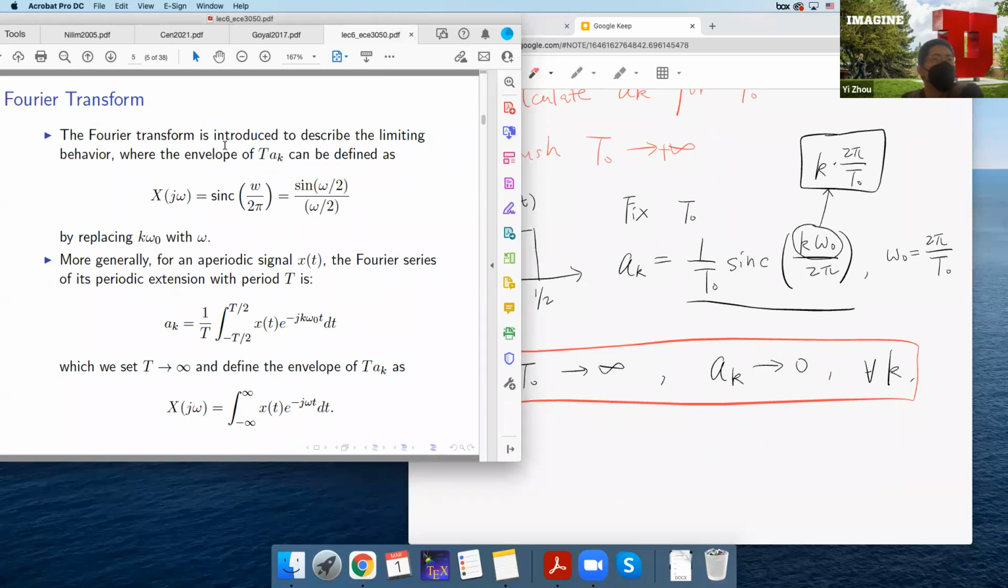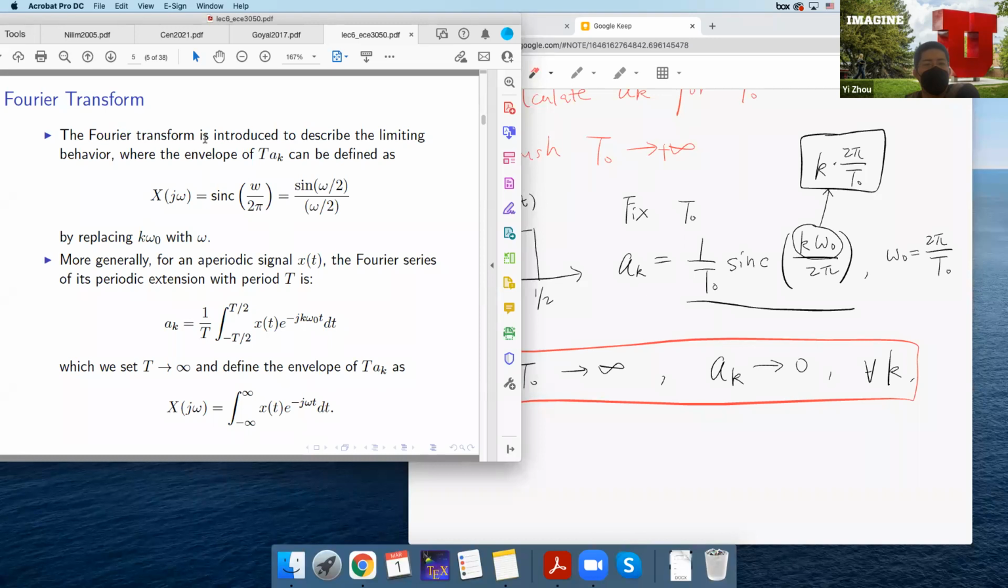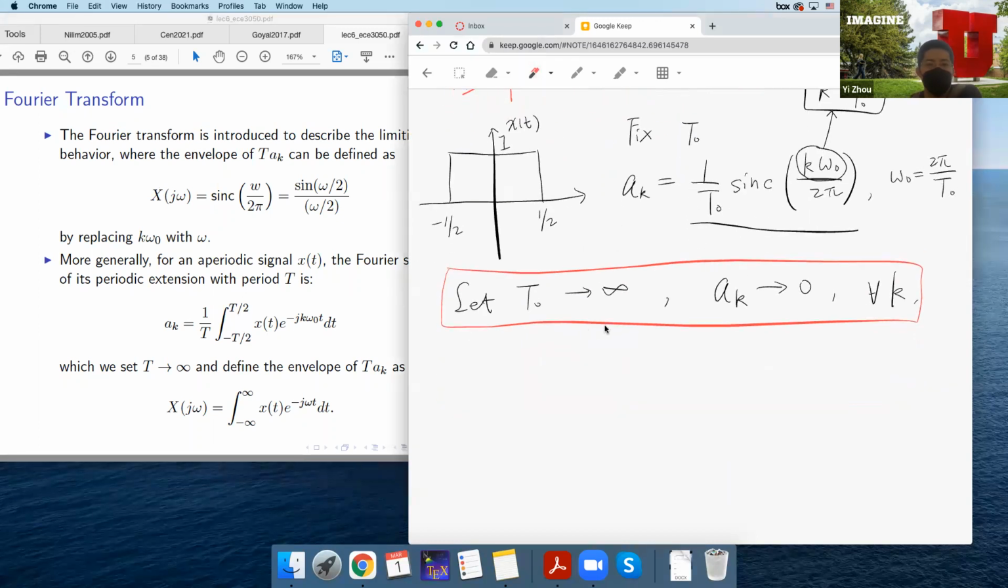So the Fourier transform is introduced to describe the limiting behavior of the picture that we just discussed. And instead of looking at AK, because we just showed that as T goes to infinity, AK goes to 0, which is meaningless, we look at T times AK, so that now this 1 over T goes away. And when we look at T times AK, we can draw it.